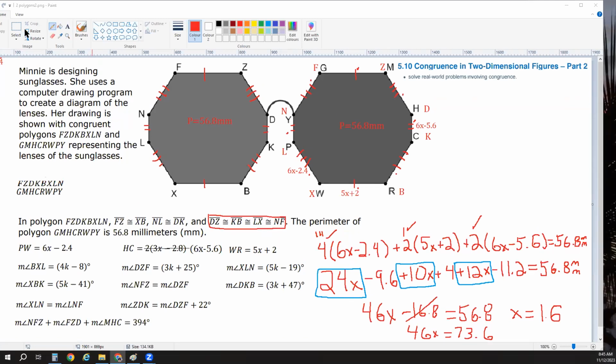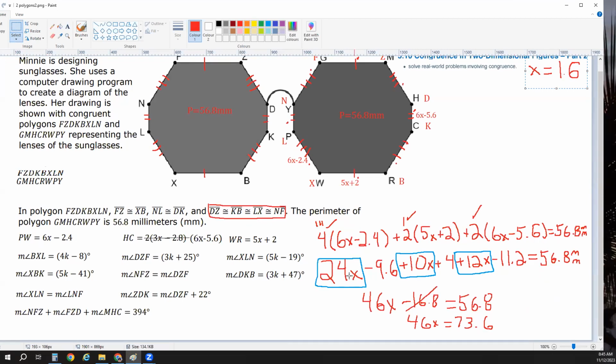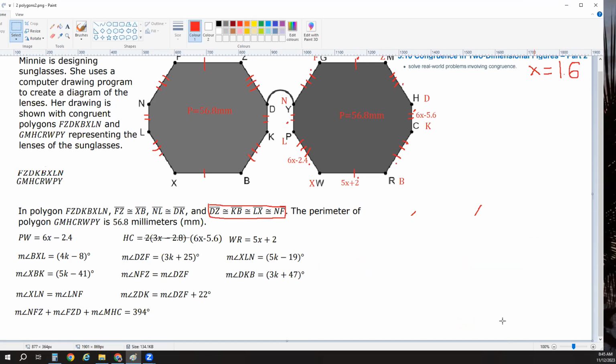Okay, so I actually got that one right for once. Took my time, so that one's correct. X equals 1.6. I'm going to slide that up there. Take a screenshot of that math if you like. I'm going to delete it in 5, 4, 3, 2, 1. Got it. Okay, so X equals 1.6.